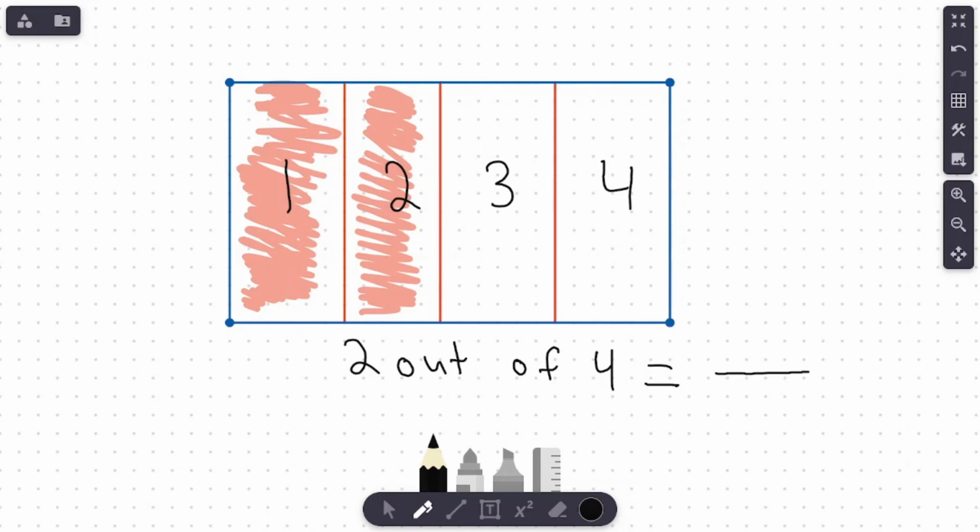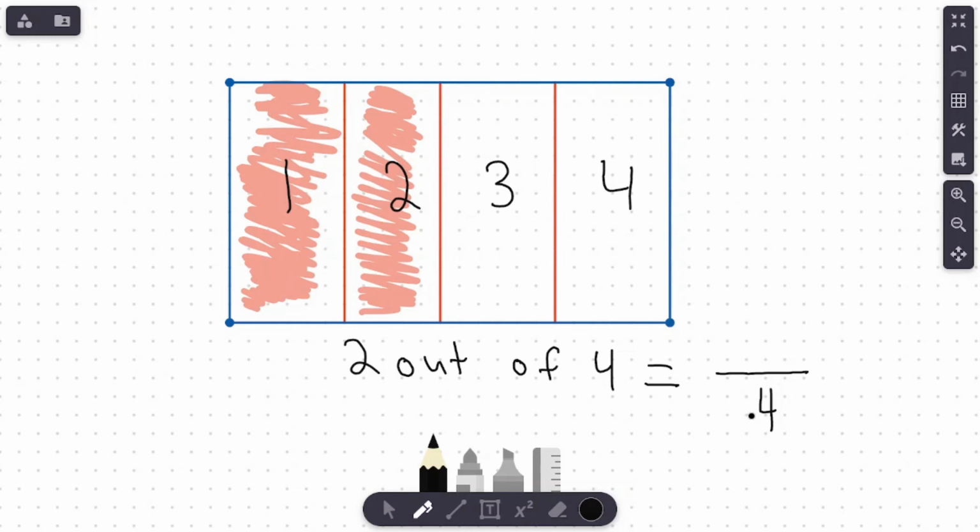How many did you say there were total? How many equal sections are there total? 4. Yeah, there are 4 sections total. I wrote that number, and if you remember from our first video, in the denominator. The denominator tells me how much I have total. How many sections are there total? How many equal groups did we divide it into in total?